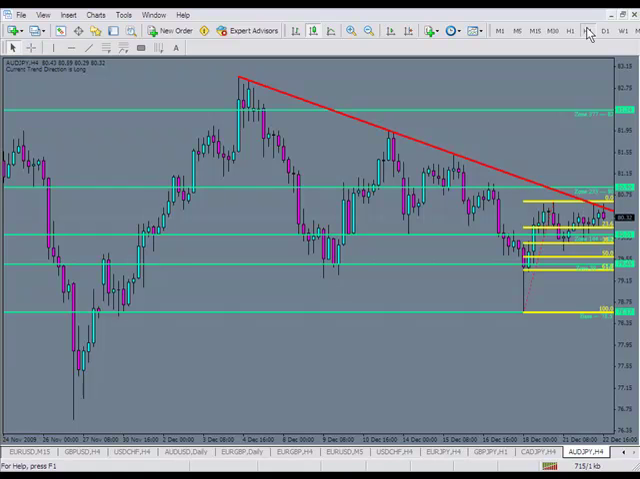So all of this analysis is leading to one scenario, is that we see a break here in this line. If we don't see a break in that line and we see this market continue to trade south off of that line of supply, then we're not worried, okay, and we're going to let go of this setup.